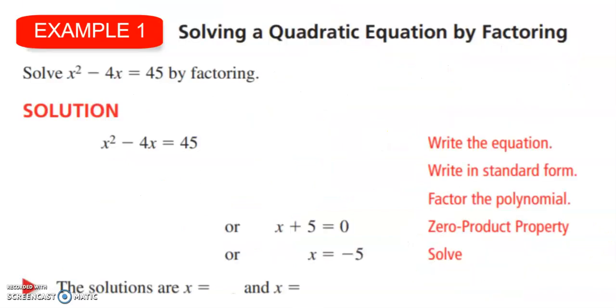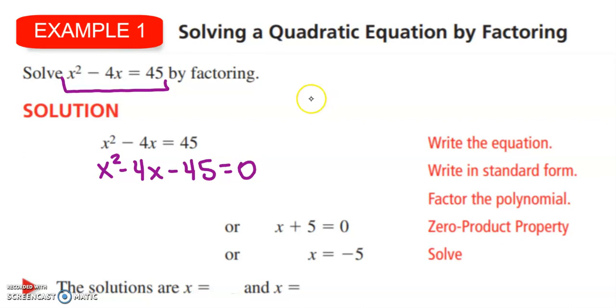All right, so solving a quadratic by factoring. Sometimes our quadratic doesn't quite start in standard form. So write down your equation, right? Yours is already typed for you. Then it says to write in standard form. So we're going to write it as x squared minus 4x minus 45 is equal to 0. So we have everything in standard form.